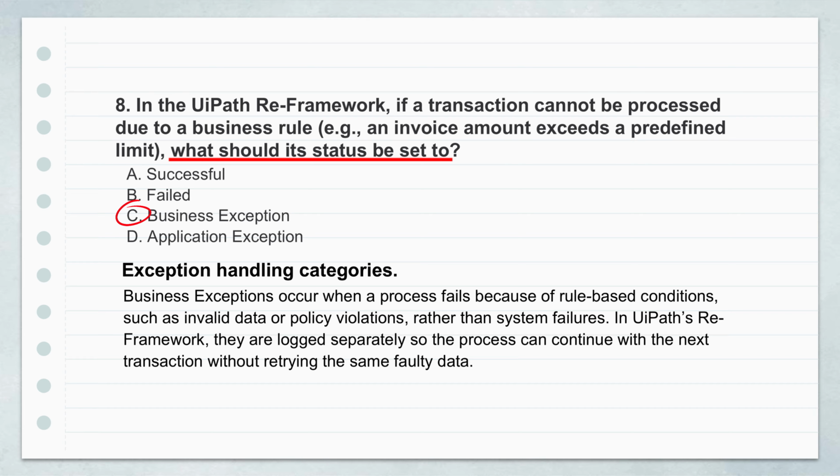An application exception, on the other hand, that's a technical fault. The system crashed, maybe a database connection died, a screen element wasn't found, something technical broke. If you misclassify that business exception like the invoice limit as an application exception, you end up wasting valuable developer time trying to debug code that's actually working perfectly fine. Wow, okay, that's a fantastic point for just resource allocation and getting fixes done efficiently.